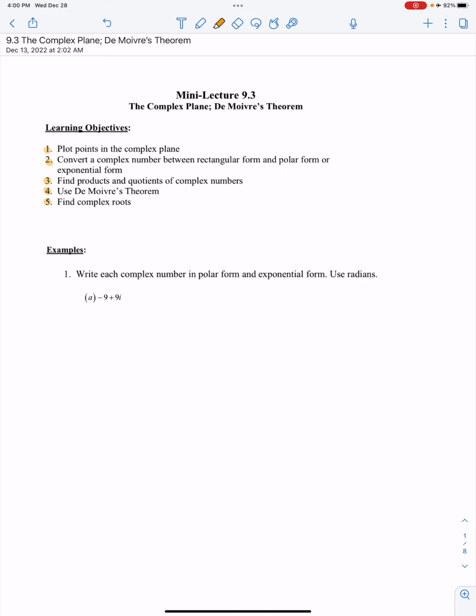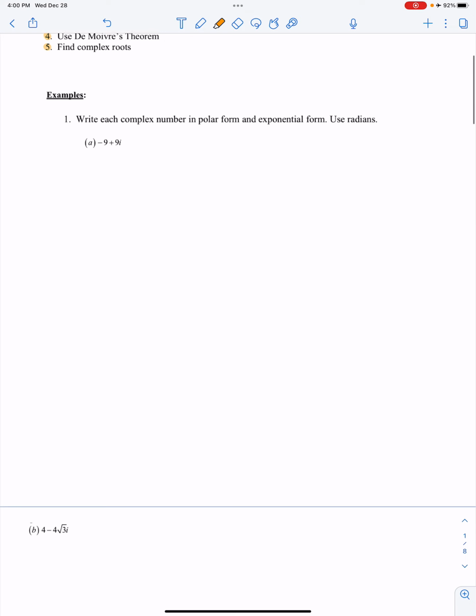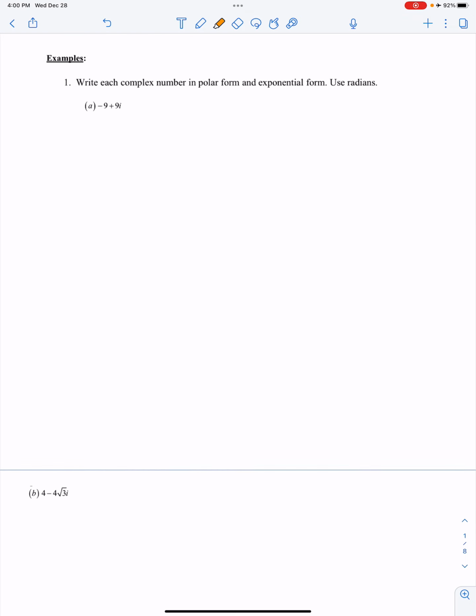So, complex numbers are the other numbers. When you've been learning your whole life about real numbers, these are the complex numbers. So these are those imaginary numbers. We have the i involved. We're going to be working with those this section.